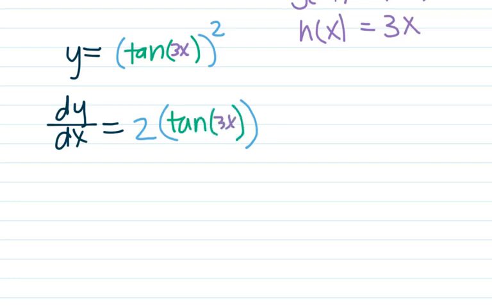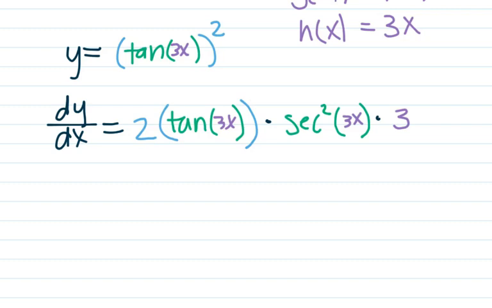Okay, and then we can take the derivative of what's inside of that. So now we're taking the derivative of tangent of 3x, and the derivative of tangent is secant squared x, again leaving that inside unchanged. Then we finally get to take the derivative of what's inside that function, which is the 3x, and the derivative of that is simply a 3.